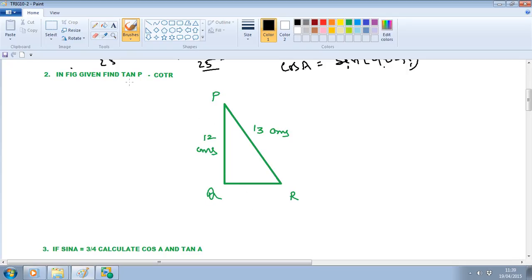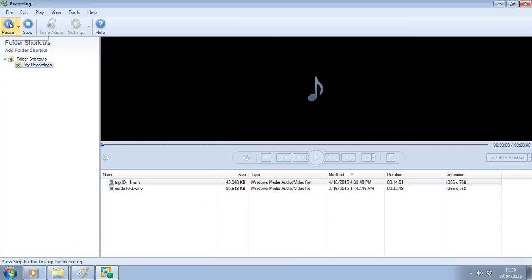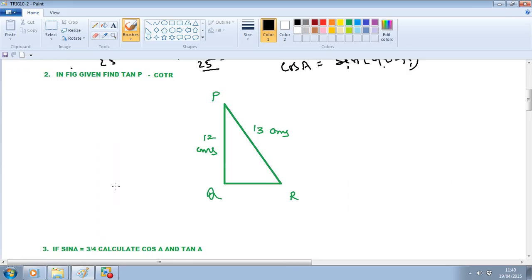The second problem: find tan P minus cot R. So in this triangle PQR, what should we do? Hypotenuse is 13. One side is 12, the other side is 5.